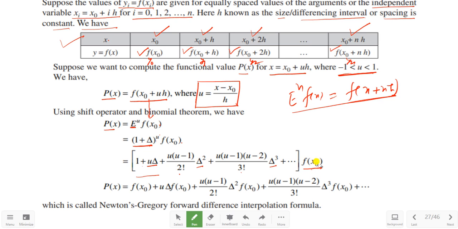So this f(x0) operates inside the bracket, then p(x) = f(x0) + uΔf(x0) + u(u-1)/2! Δ²f(x0) + u(u-1)(u-2)/3! Δ³f(x0) and so on. This formula is known as Newton's forward difference interpolation formula.